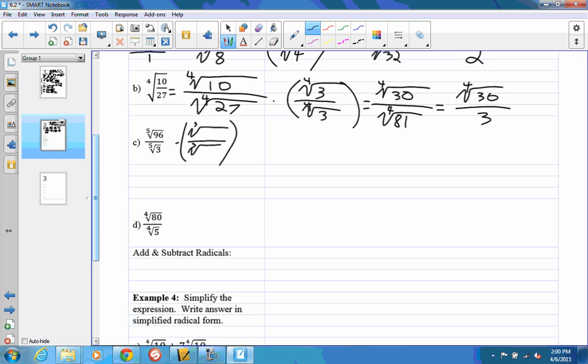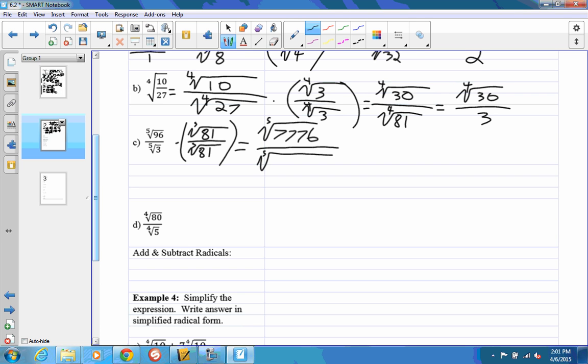So what is 3 to the fourth? Hint, hint, look right above the problem we just did. 81. 81 times 96. That's a big number. 7,776. Guys, I don't care how ugly your numerator gets. You just got to rationalize the denominator. That's all you got to do.